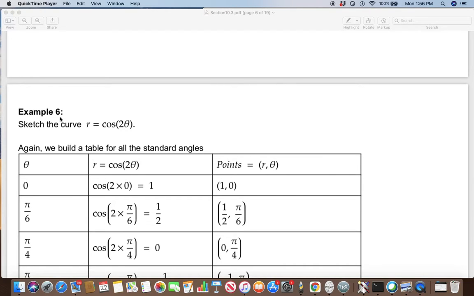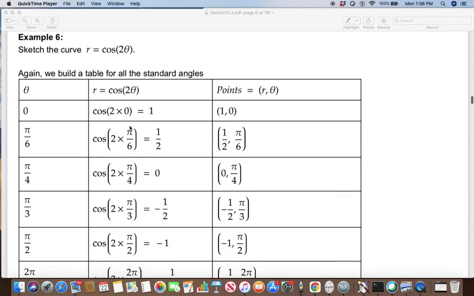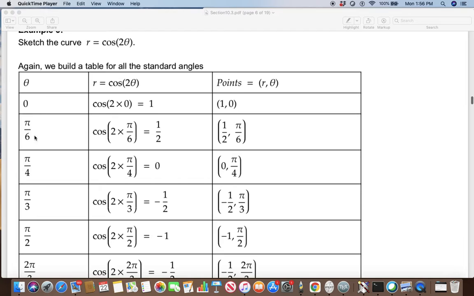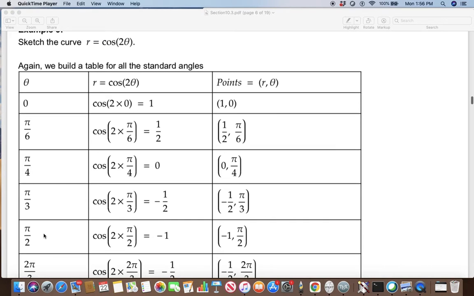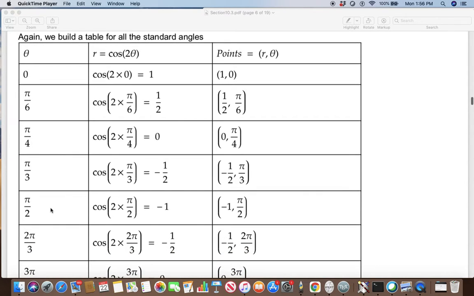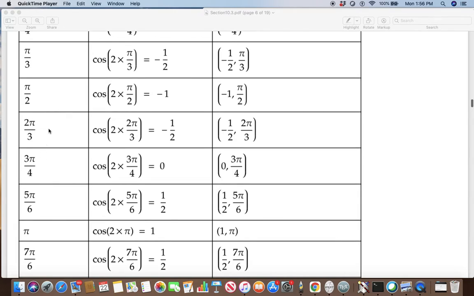Welcome back. Example 6. Sketch the curve r equals cosine 2 theta. As in the previous case, we will allow these various angles for theta. Notice pi over 6, pi over 4, pi over 3, they fall in the first quadrant. 0, pi over 2, they are on the x and y axis respectively. 2 pi by 3, 3 pi by 4, 5 pi by 6. These fall in the second quadrant. Pi on the x-axis.